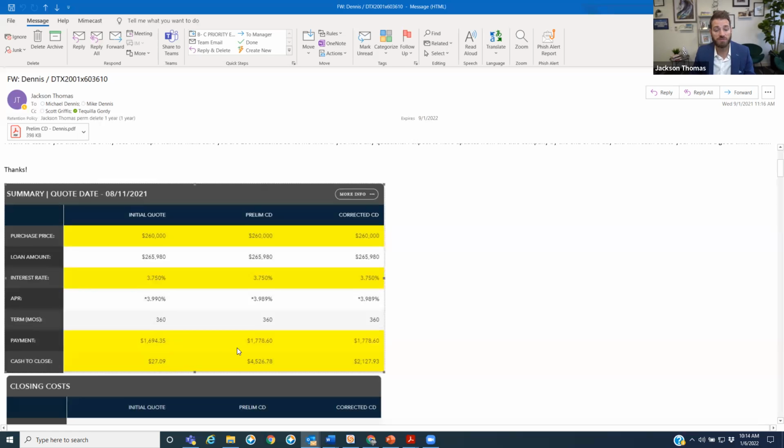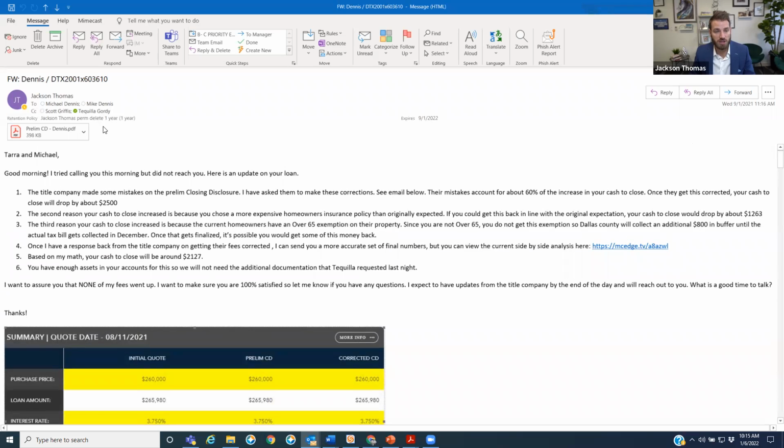And a payment of $16.94. We got to the preliminary closing disclosure and the payment went up like $80, and the cash to close went up $4,000. So all of a sudden she didn't qualify anymore. They don't have $4,000. What I said to the client, because I think this was one of your deals, Tequila, is, we resubmitted for CTC and boom, the loan didn't get approved anymore. So I explained, hey, you chose a super expensive homeowner's insurance policy, pick a cheaper policy.